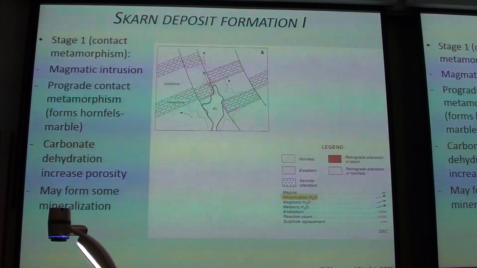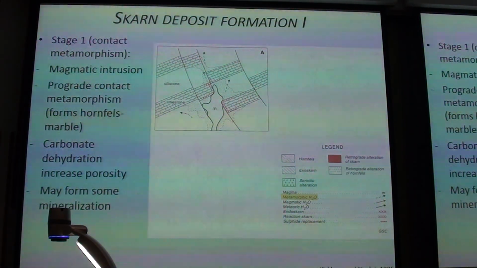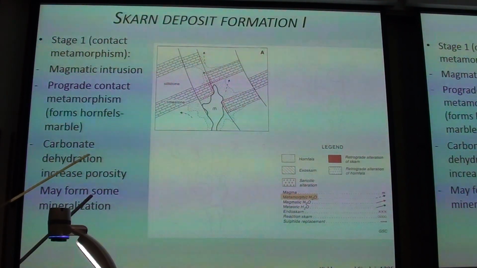As SKARN deposits are formed, basically we have 3 stages of formation as we inject magma in a system where carbonates are present. We start to metamorphose these carbonates. We form basically marble through heating of the system or rock. We dehydrate the carbonates, which forms porosity and allows fluid flow and may form some initial mineralization.